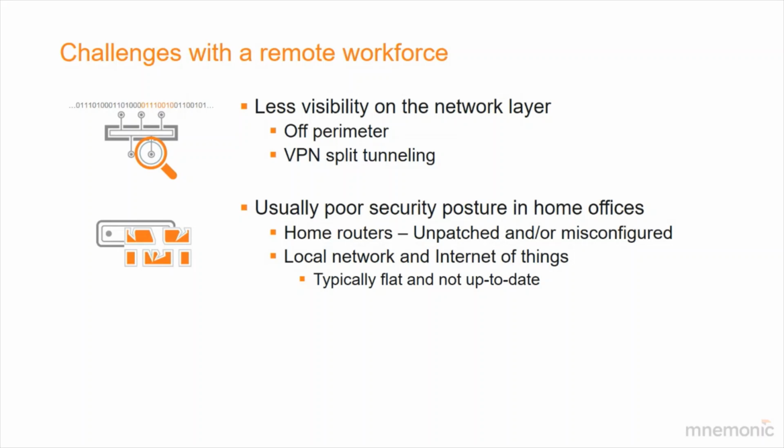Also, typically the home networks are flat. Every device can talk to each other, and that just brings in another vector of attack and risk. And so, can you really trust the devices on the home network? For instance, Internet of Things devices, washing machines, robot vacuum cleaners, televisions, and not least smartphones.